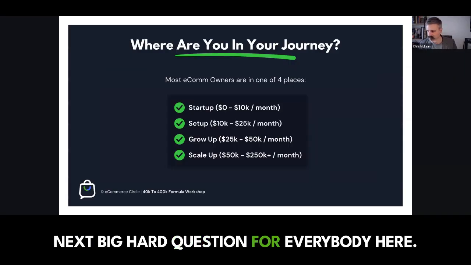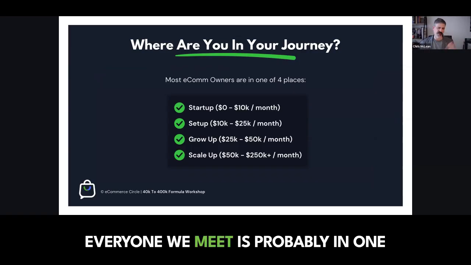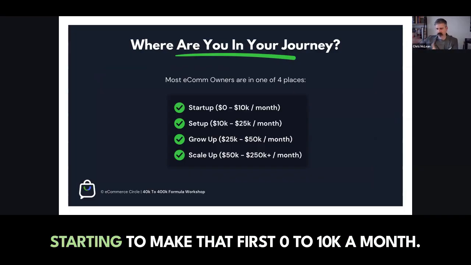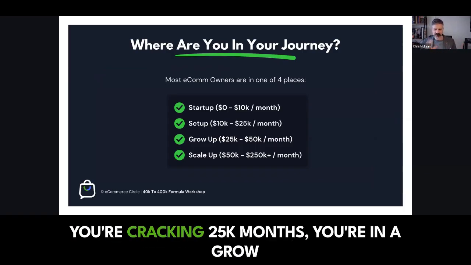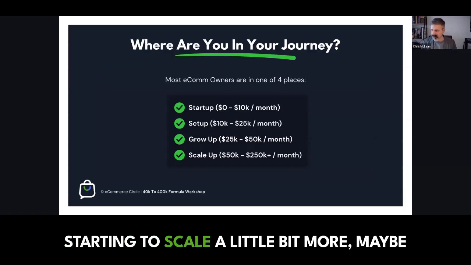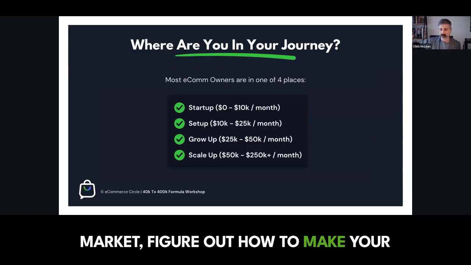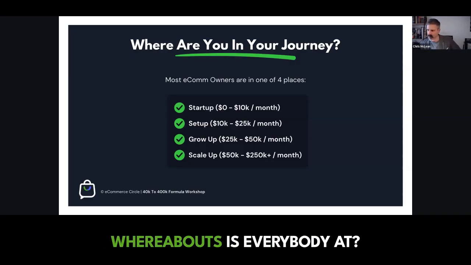Next big hard question for everybody here. Whilst you're in the chat, stay active. Let us know, where are you at in your journey? Everyone we meet is probably in one of these 4 places, right? You're in startup or even pre-startup. You haven't quite launched yet and you're starting to make that first 0 to 10K a month. You're in setup mode. You're starting to figure things out. You kind of got your product suite coming together. You're cracking 25K months. You're in a grow up phase where you're really focused. You're starting to scale a little bit more, maybe improve that product suite, find more market, figure out how to make your marketing work. Or you're in scale up. You're at 50K, you're at 250K plus 300, 400, 500K a month, and you're absolutely crushing. So just let us know, whereabouts is everybody at.